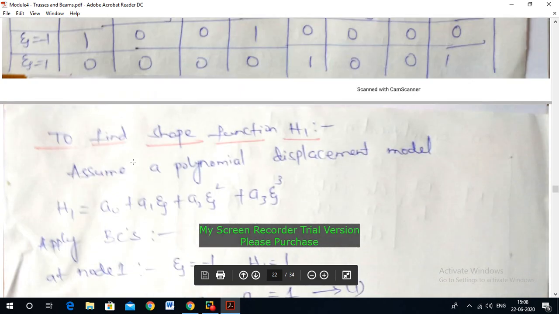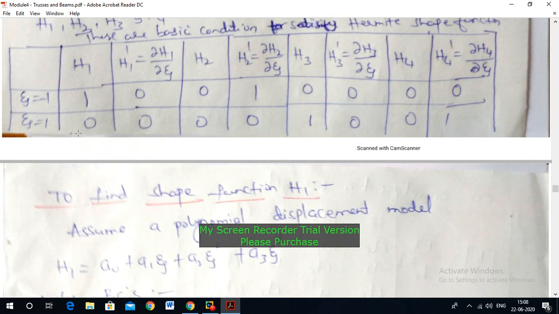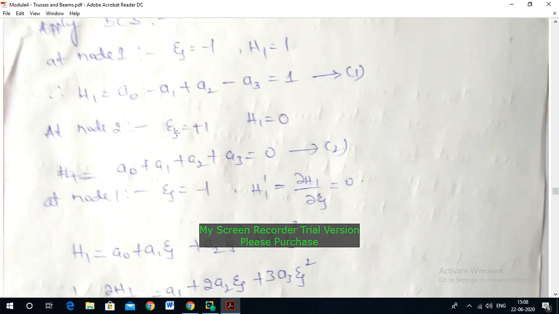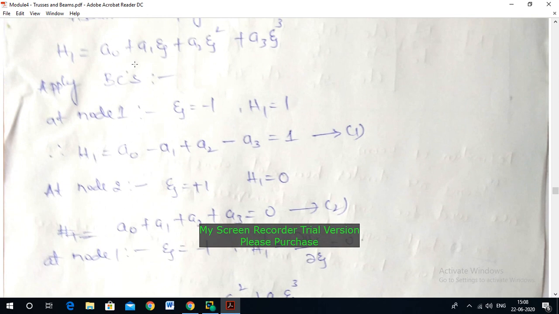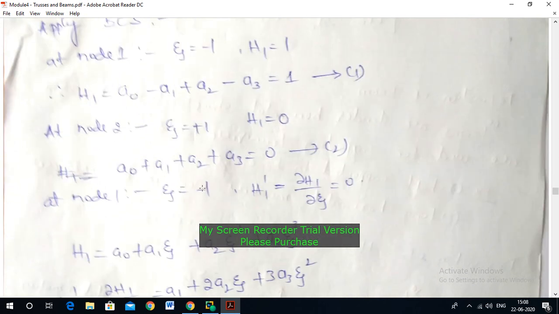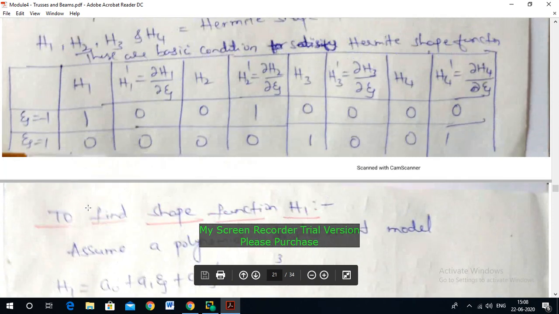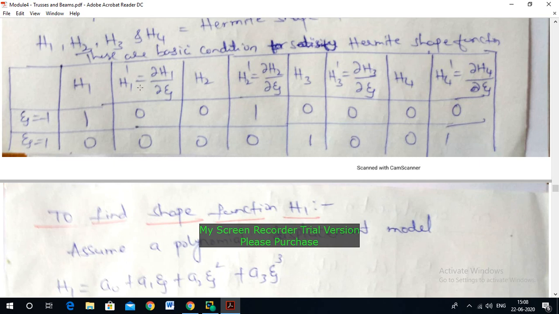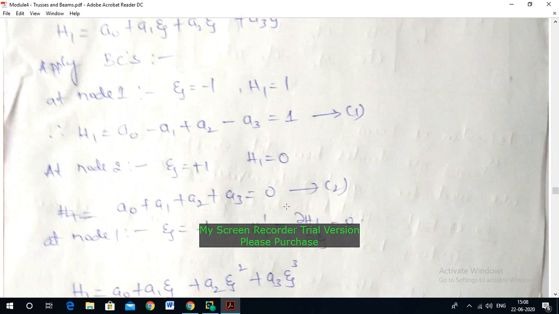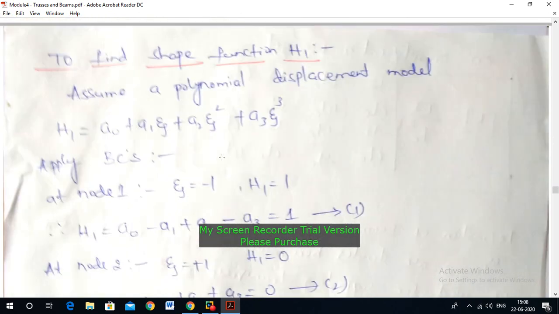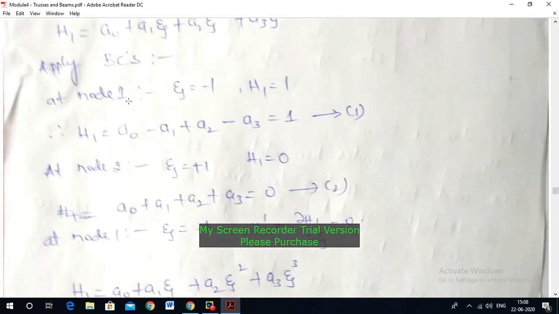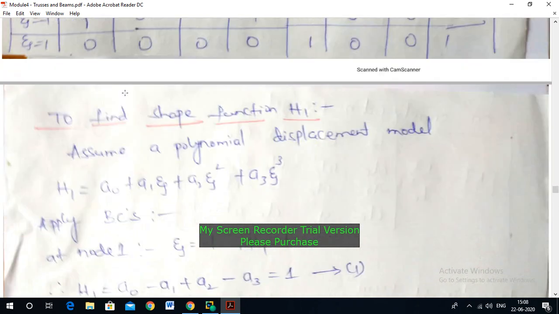At node 2, the boundary condition is zeta equal to 1 and h1 equal to 0. Substitute zeta equal to 1 and h1 equal to 0 in the assumed polynomial displacement model, and I will get a0 plus a1 plus a2 plus a3 equal to 0. I call it equation number 2. And at node 1, if zeta is equal to minus 1, h1 dash, the derivative of h1, del h1 by del zeta, is always equal to 0 from this table. All of you should compulsorily remember this table.